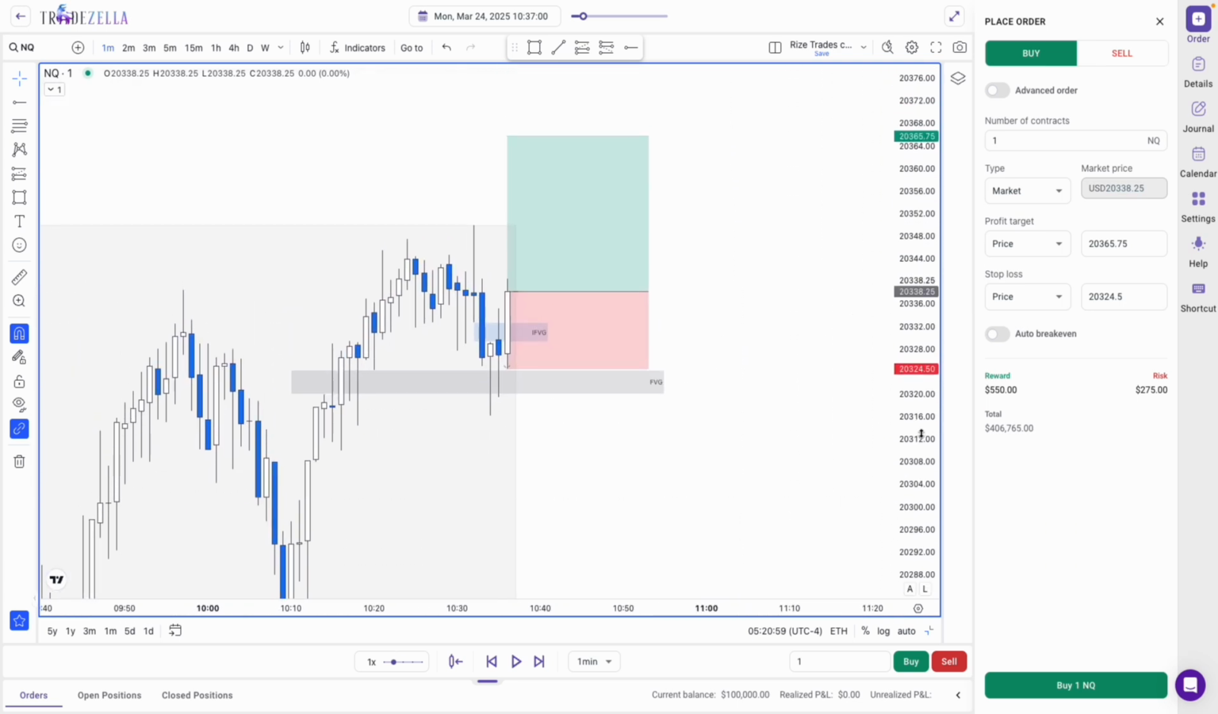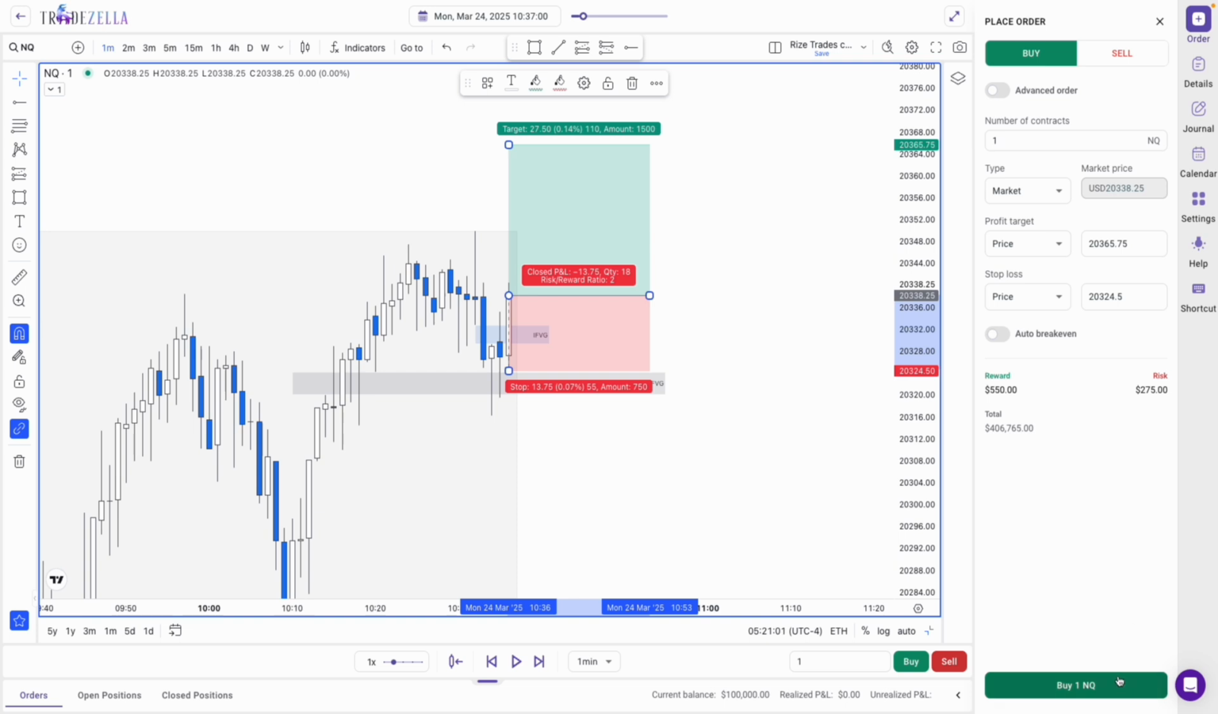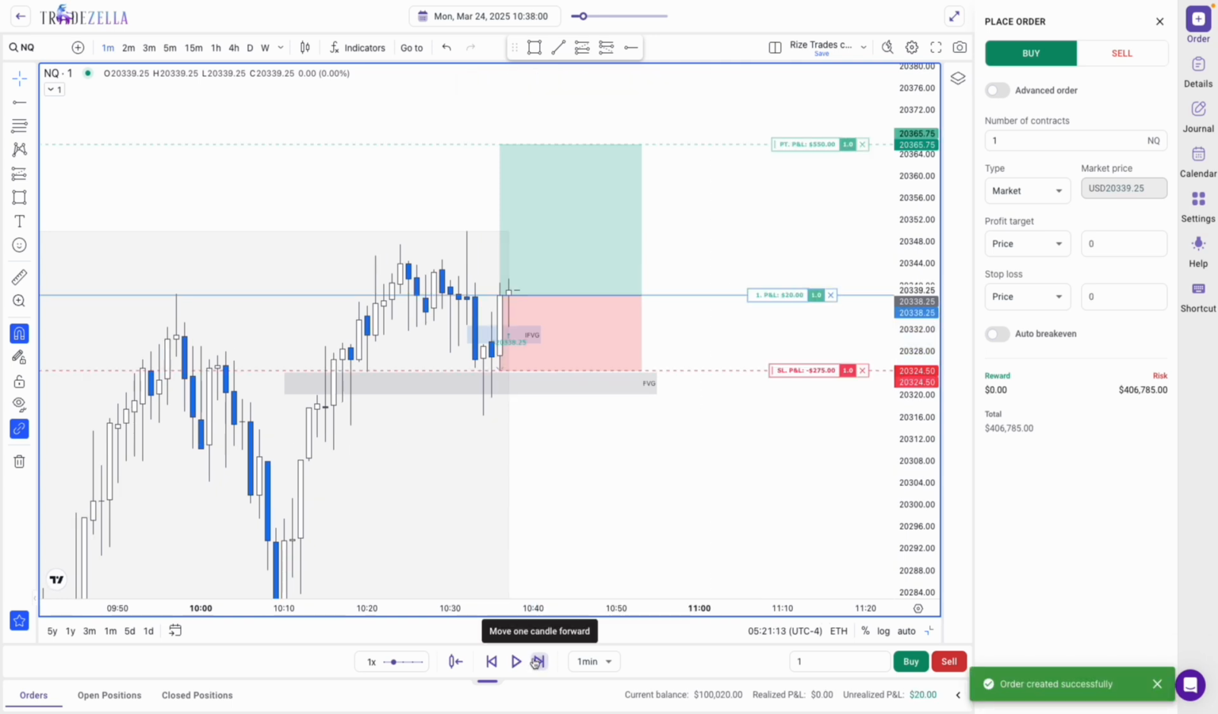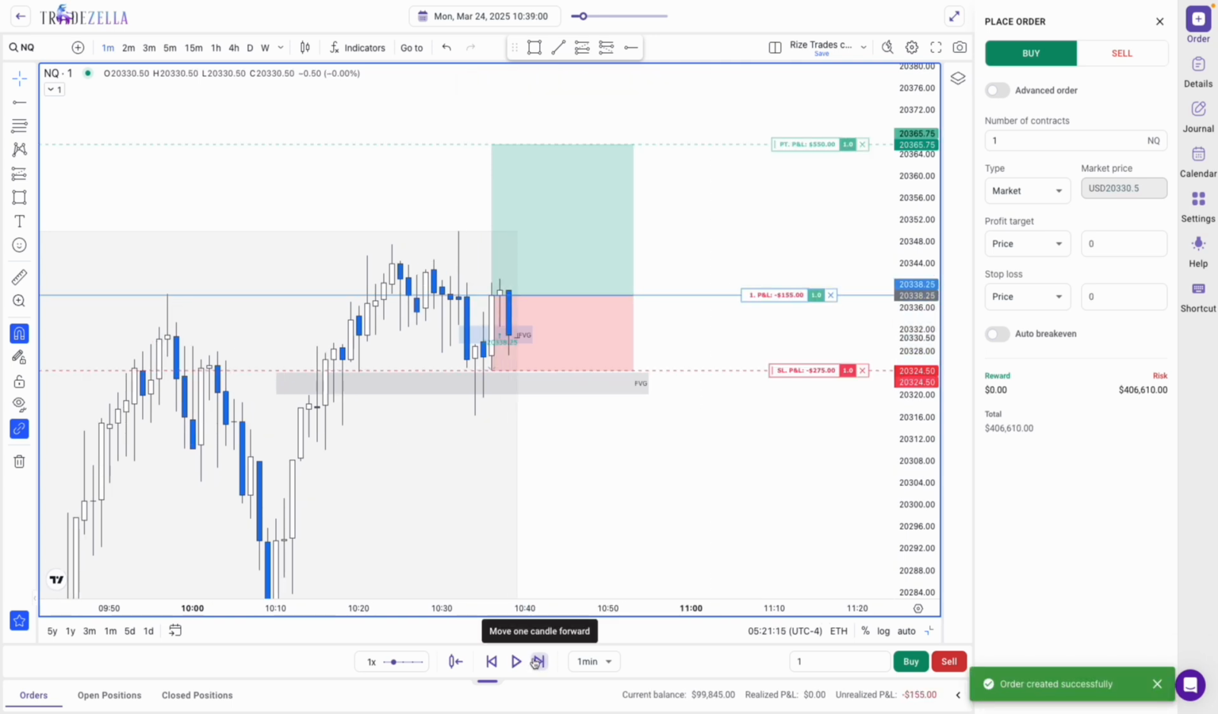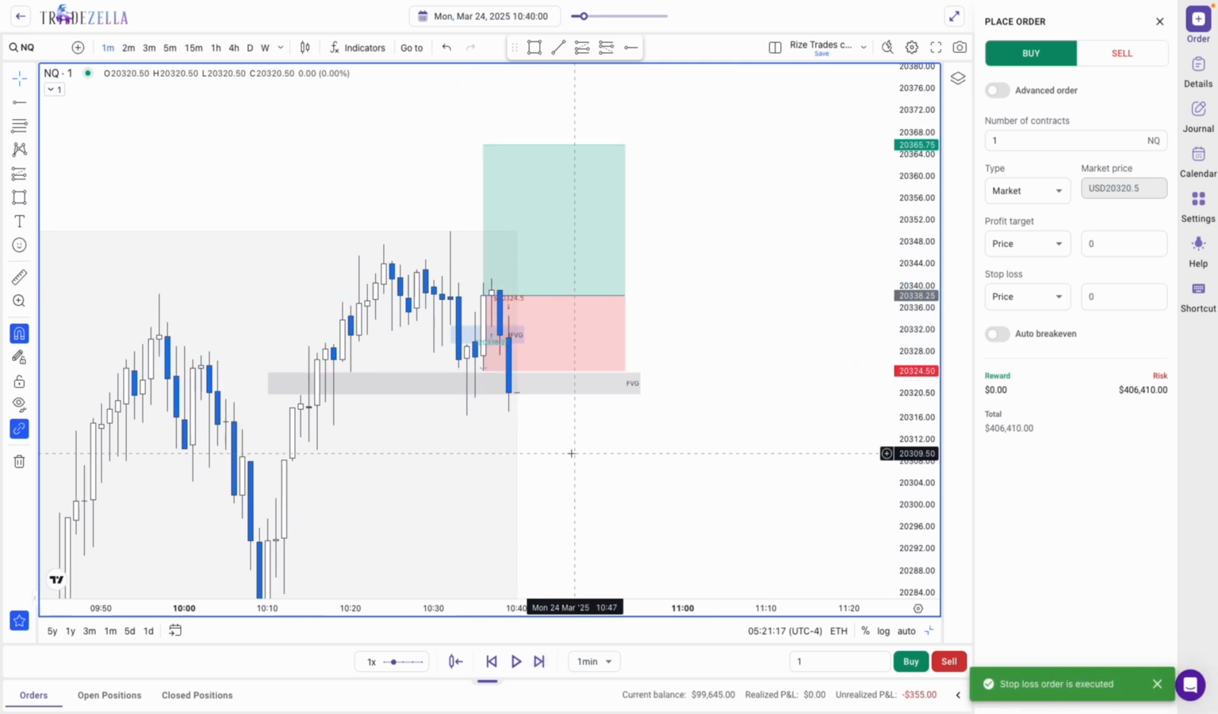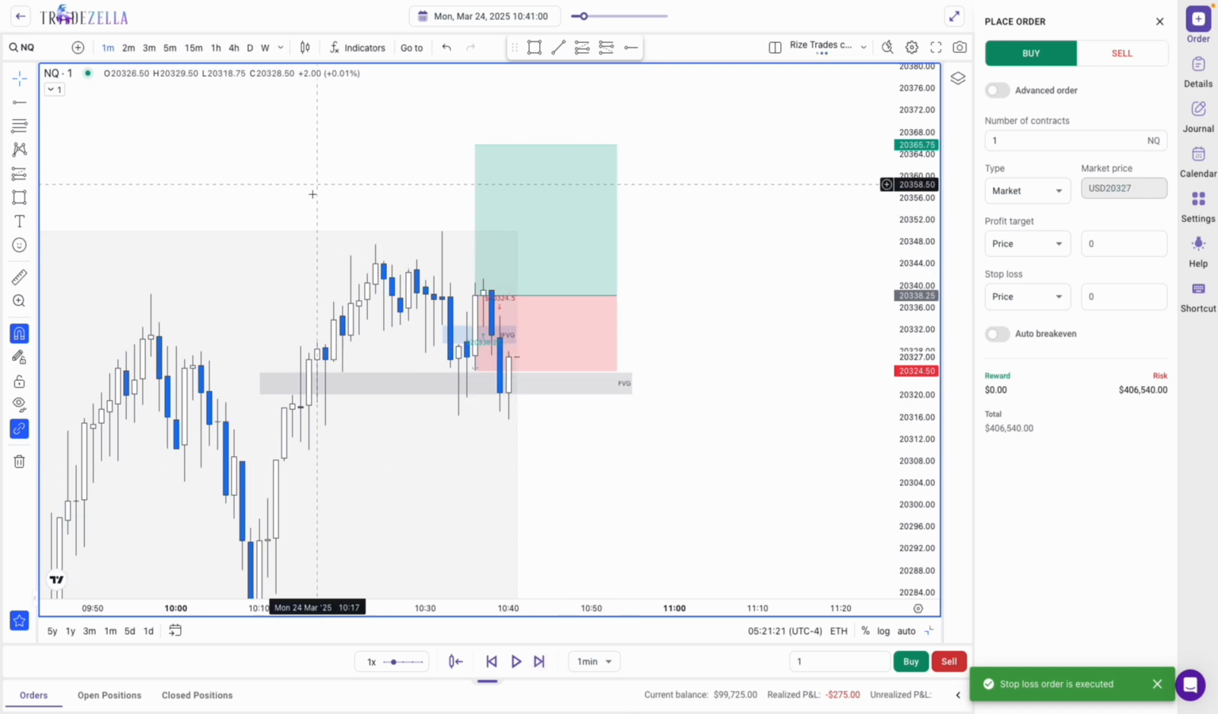So let's see what happens here. We're just going to trade every trade with 1 contract on NASDAQ. So let's buy, and then we're going to play this out. Okay, so very, very quick stop loss on that trade there. You can see we didn't quite reach back into liquidity above, therefore no way to manage that trade.